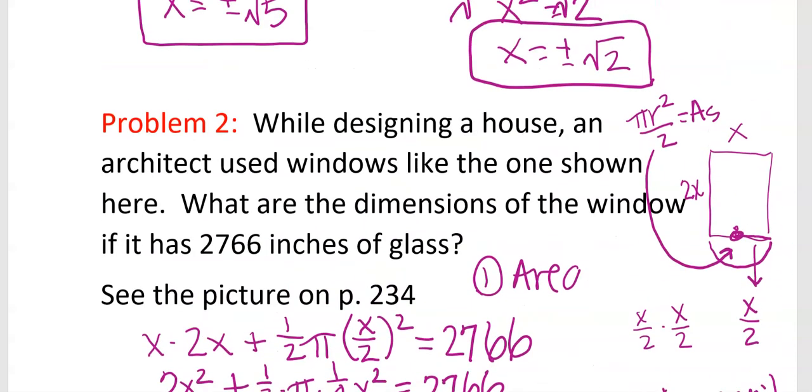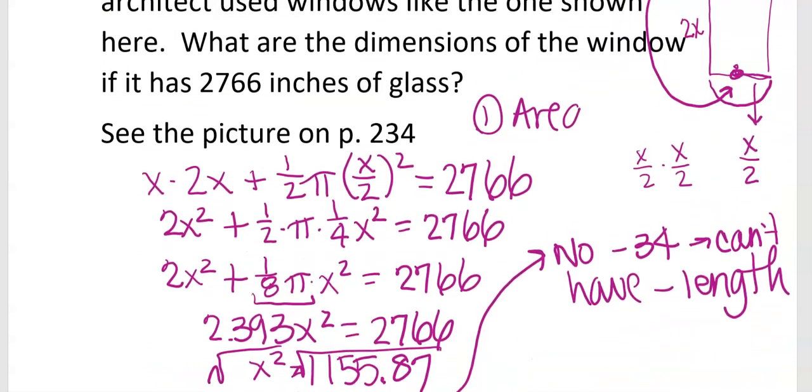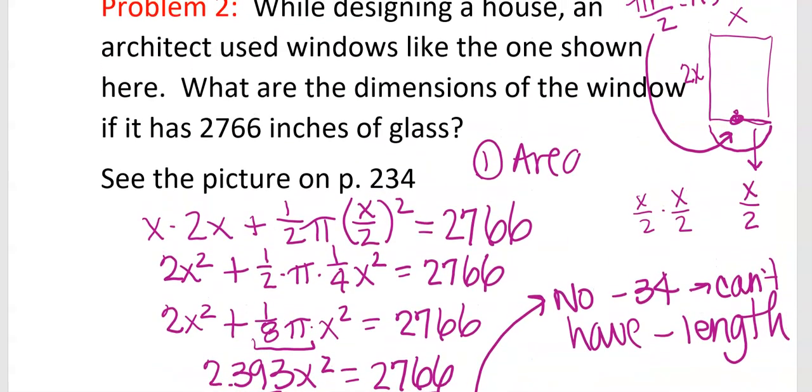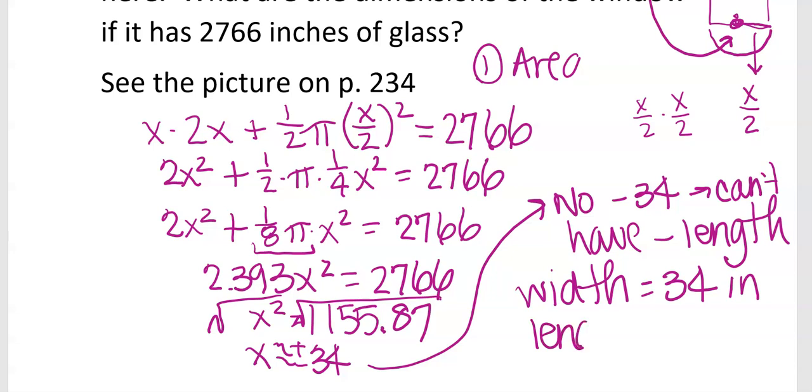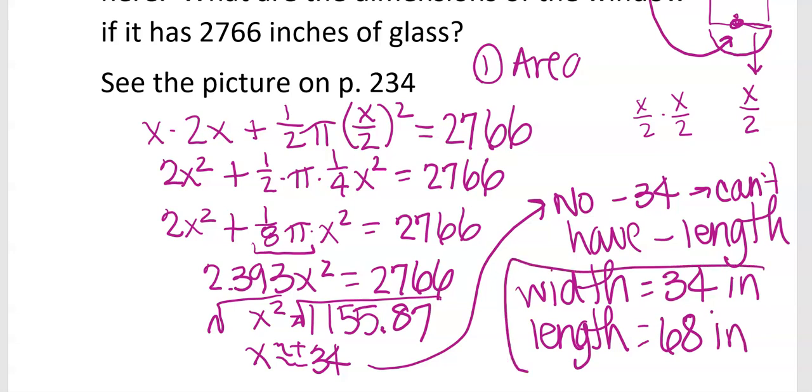And what were we looking for? Dimensions or something? Yep. So if you look at it, the width is x, the length is 2x. So width equals 34 inches. Length equals 34 times 2. So all you have to do is just plug them back in.